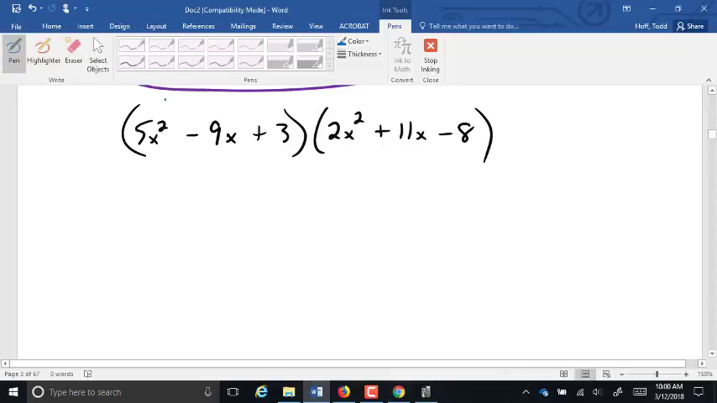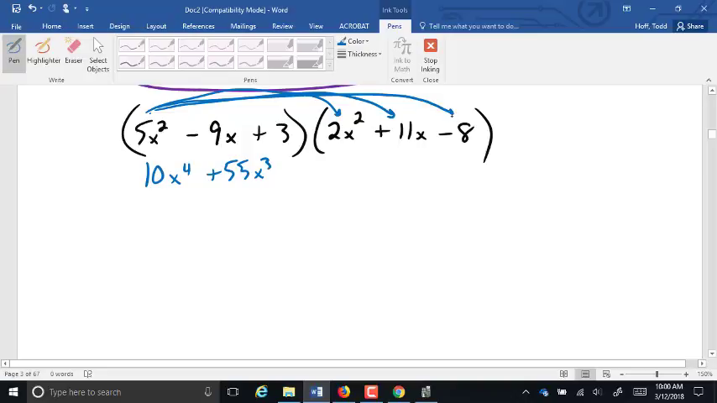So we start out with 5x squared times the 2x squared, which gives us 10x to the 4th. 5x squared times the 11x, 55x to the 3rd. 5x squared times negative 8, negative 40x squared. Good. Now we move to the next digit.